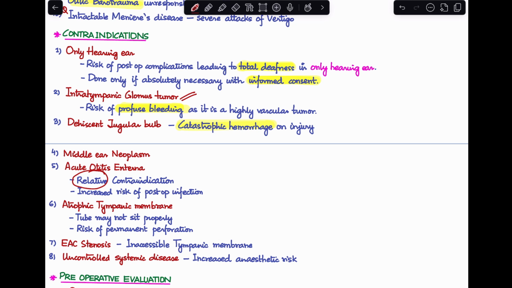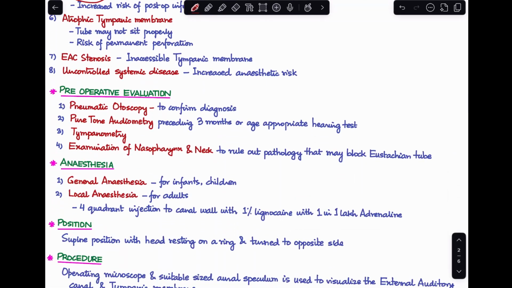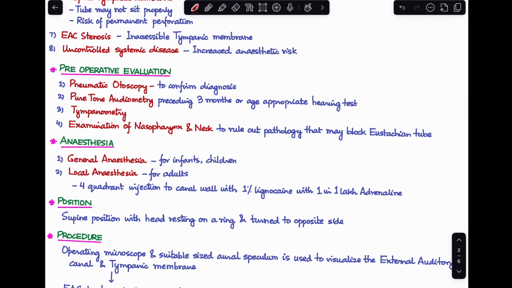Now, let's assume that we have a patient that we want to operate on. How are we going to approach this case? First of all, we have to do pre-operative evaluation. After you have taken the history and come to a diagnosis, the first thing you should do is perform a pneumatic otoscopy. This will help in confirming a diagnosis of otitis media with effusion or retracted tympanic membrane or whatever other scenario that you are doing the surgery for.